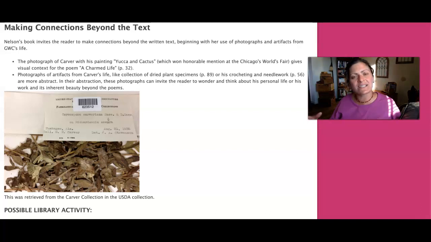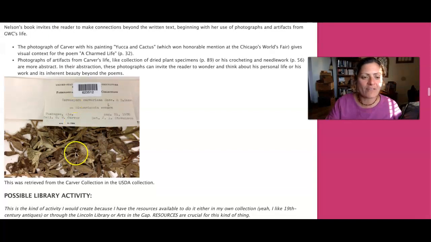about how is this image related to the poem I just read? How are these eyeglasses that Carver wore related to this poem where he's described as sitting and reading and contemplating? What role would those glasses have played in it, even if they weren't mentioned in the poem itself? Kind of like we have this specimen here that is in the Carver collection kept with the USDA because he made so many contributions to our understanding of food science.